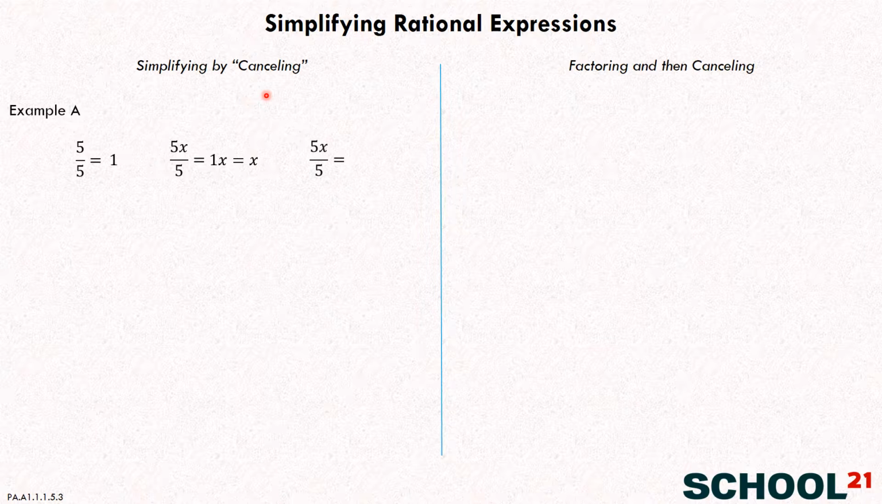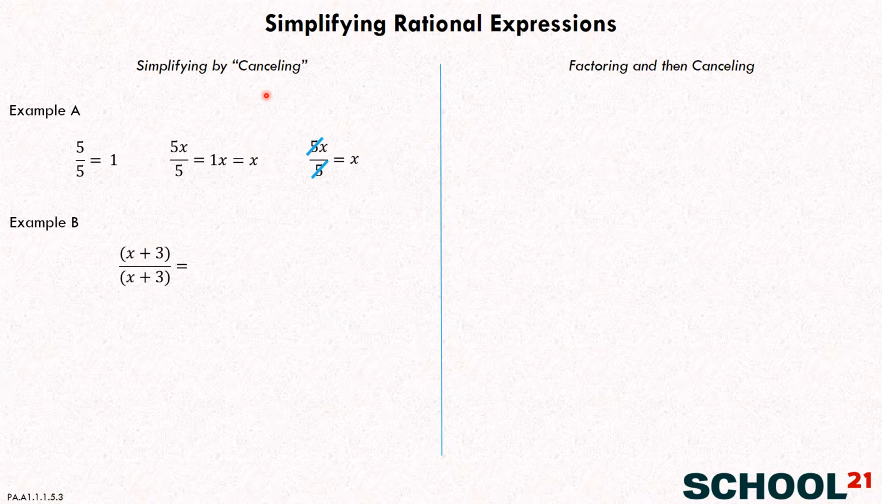Now, here's where this idea of canceling comes in. So some people will say, okay, well, there's 5x over 5. Well, the 5 divided by 5 is 1. So that kind of cancels, and you could cross those out. So then the only thing left is the x. Okay? So that's one way of thinking about it. Let's look at another example.